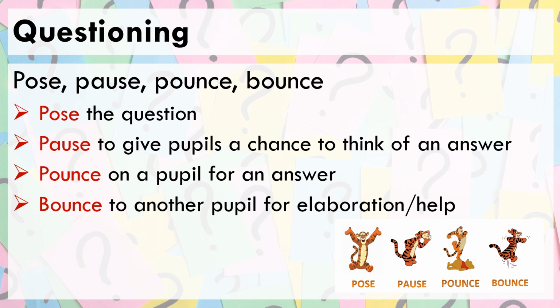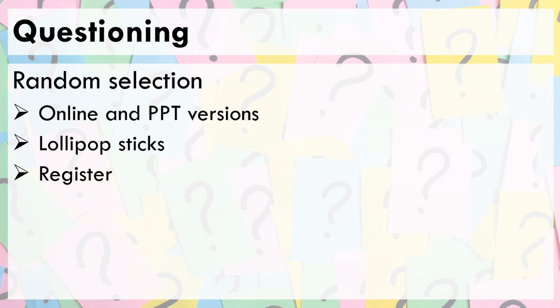Then we pounce, not literally on a child, for an answer. And if they can't do it, or if you think they haven't quite completed, we then bounce to another child. So we might say that answer's not quite there yet. Can so-and-so help? So pose, pause, pounce, bounce.